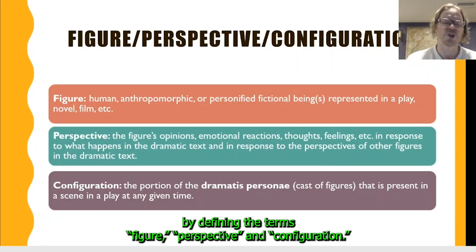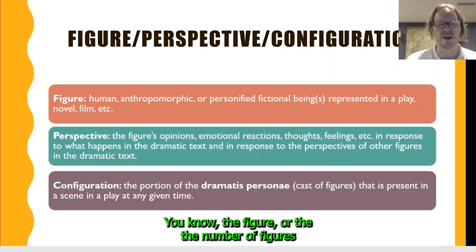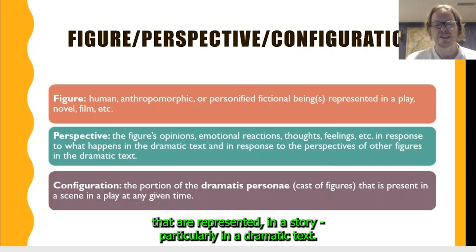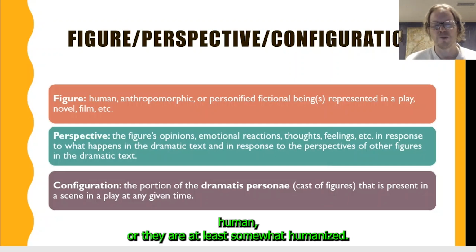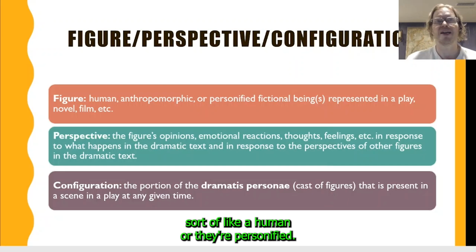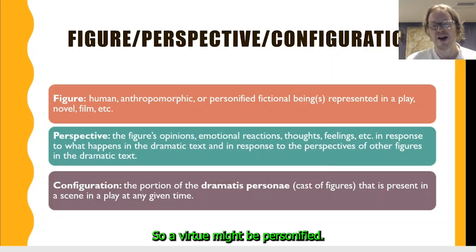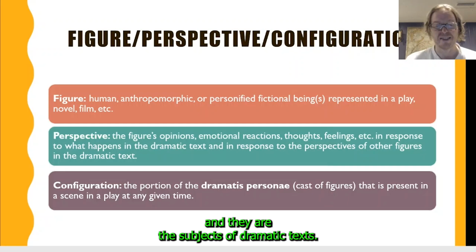So let's start off by defining the terms figure, perspective, and configuration. Figure refers to the subject of a story, meaning the primary figure, or the number of figures that are represented in a story, particularly in a dramatic text. As we've said, figures are often human, or they are at least somewhat humanized. So if it's about a penguin, the penguin is somehow sort of like a human, or they're personified. So a virtue might be personified, or evil might be personified. Anyway, these figures are human-like, and they are the subjects of dramatic texts.